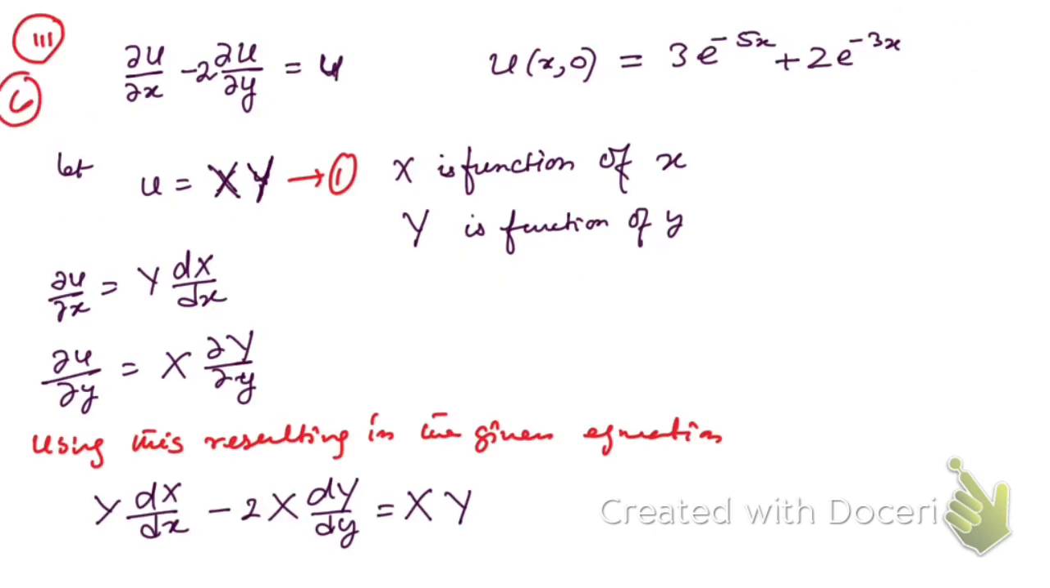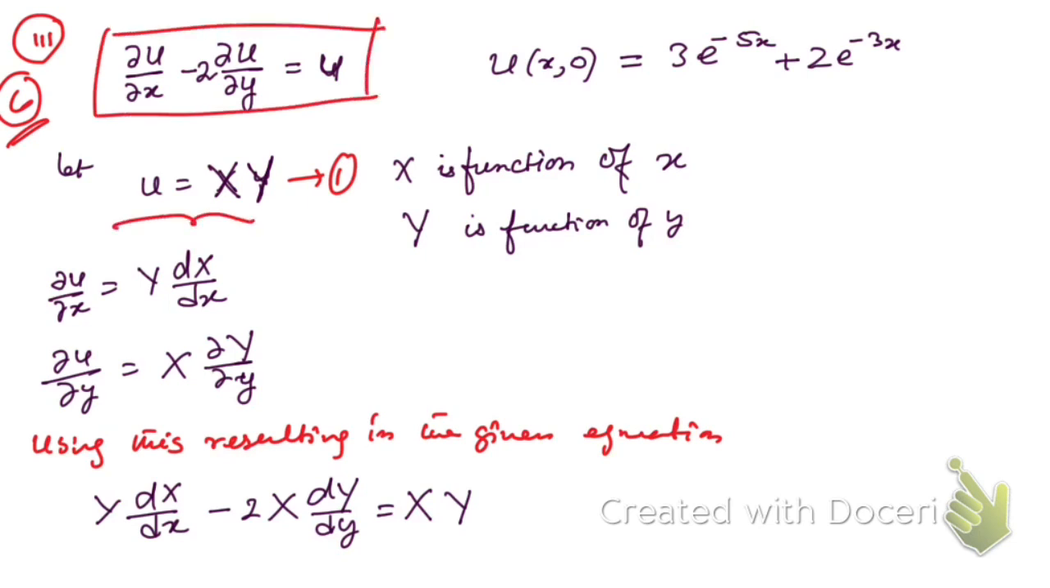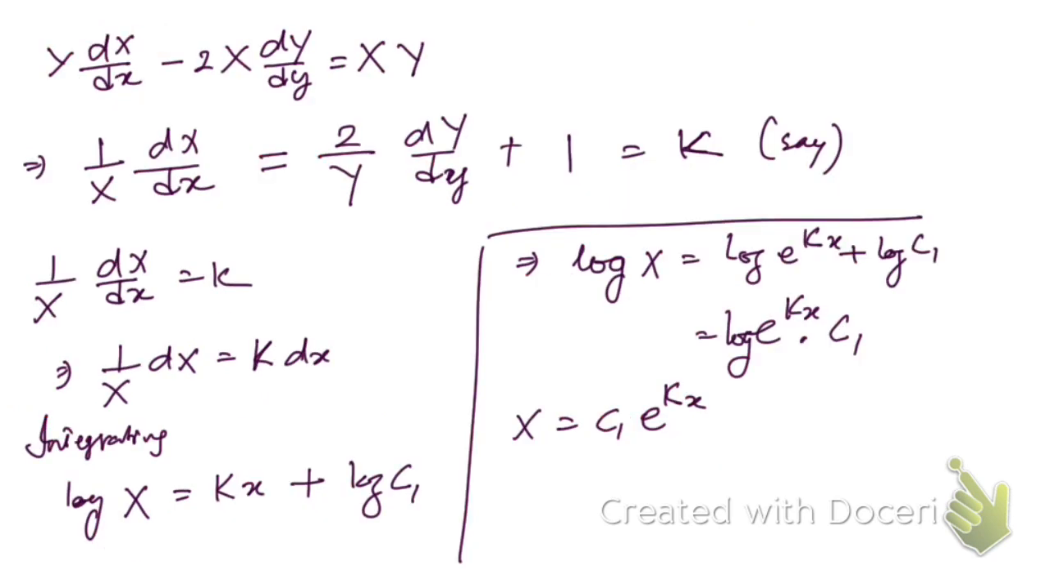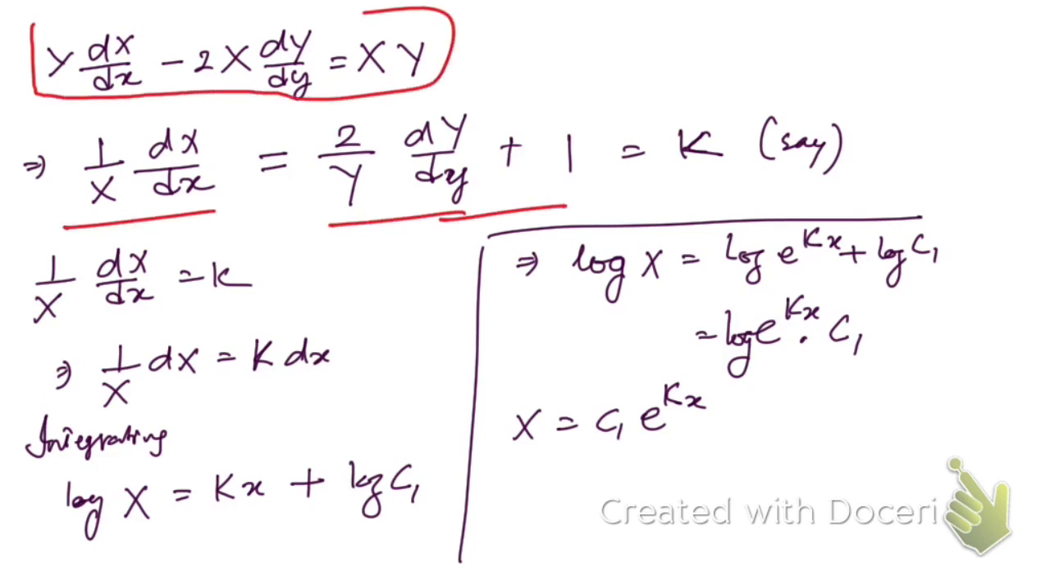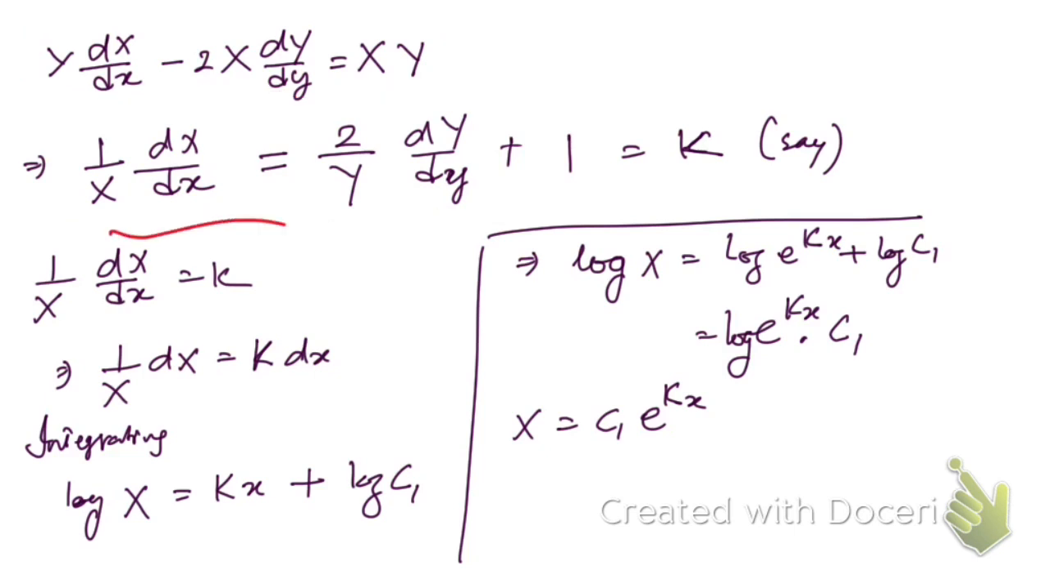6 of 3, equation number 3 of 6. So here is the equation. Again, we proceed in the same way as we did in 6.2, and this is capital X is a function of small x, capital Y is a function of small y. So we find del u by del x, del u by del y, and we have got this equation. Then we apply the variable separable method, right? And separating the variables, y on one side, x on the other side, we have got this equation. Then we have taken each term as equal to k.